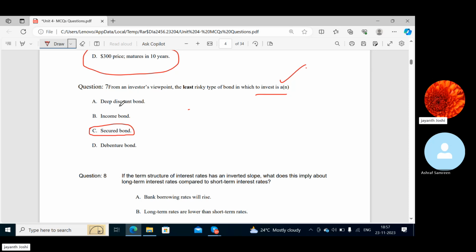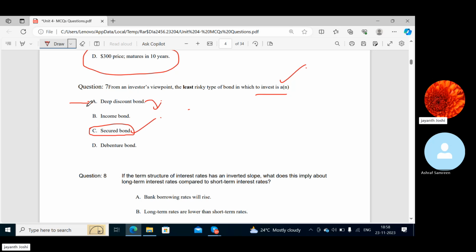But why not income or deep discount bonds? These are zero coupon bonds, right? Yes, these are sold much lower than the face value. They are asking for the least risky. Why will someone want a bond sold so much less than the face value? I don't say there is no risk; there is risk everywhere. But the only ones where the risk can be least is the secured.